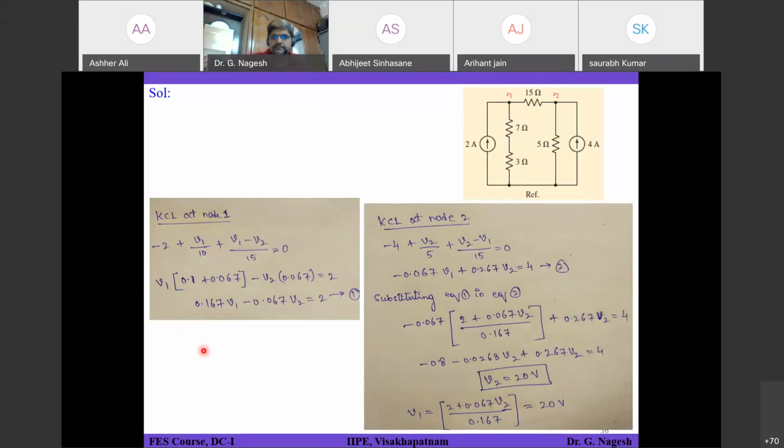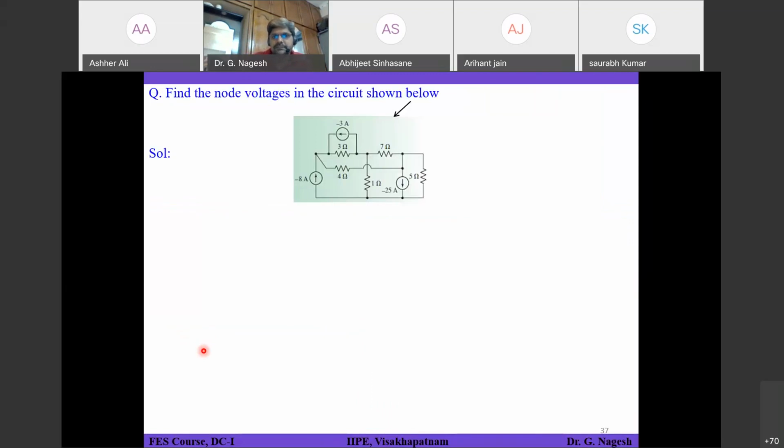So to have better practice, maybe you will have one more problem. A little bit of complexity has increased. Okay, find the node voltages in the circuit shown below. So this is a circuit, right? If you see here, how many nodes are there? Can anyone say? Total nodes, including the reference node, how many nodes are there?